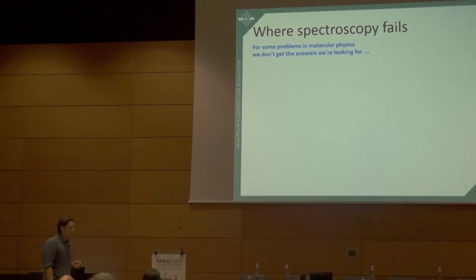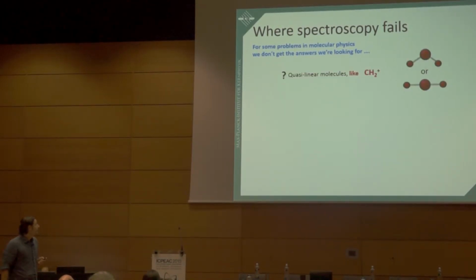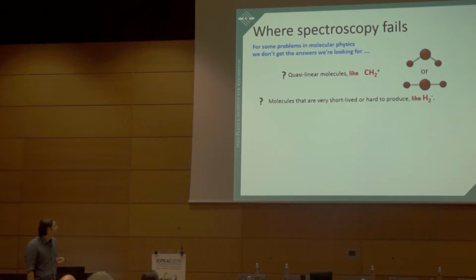Sometimes spectroscopy fails. For some problems in molecular physics, we don't get the answer we are looking for. This can be the case for a quasi-linear molecule like CH2+. Is it actually bent or is it really linear? Or molecules that are very short-lived and hard to produce, like this example of H2+ I show here.